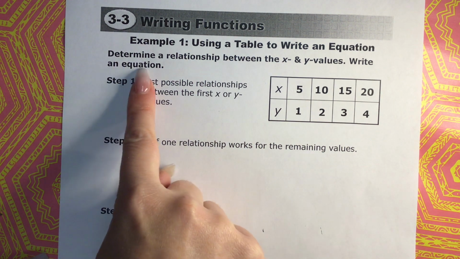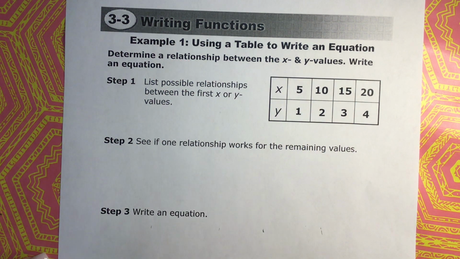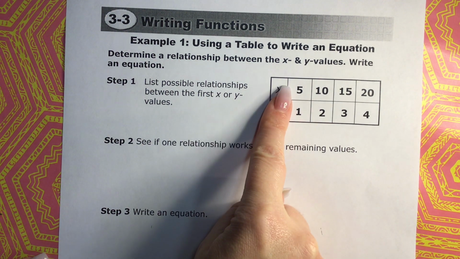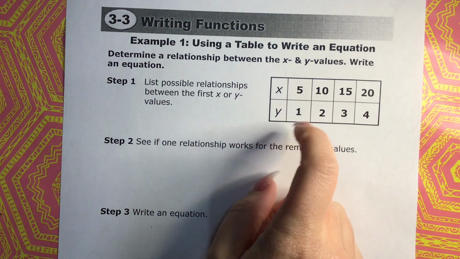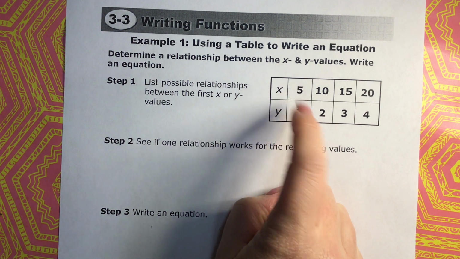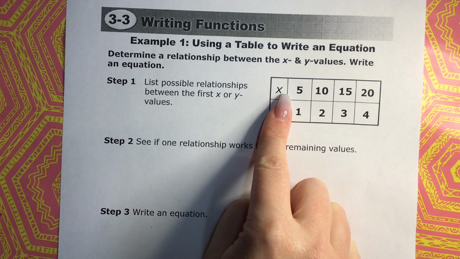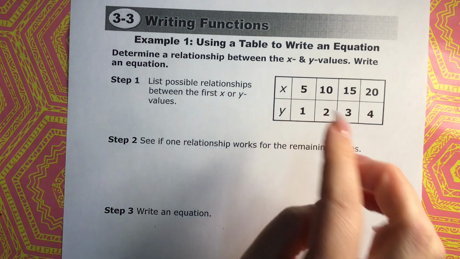So what we're going to do with this table is determine a relationship between the x and the y values and then write an equation. So the first thing you want to do is list the possible relationships between the first x and the first y. So what is happening? We start with this, and then what happens to it to get 1? Well, it gets smaller. And what you have to know is that when numbers get smaller, they can get smaller by subtraction or division, or really maybe just a combination of subtraction and division, right? That's how numbers get smaller.